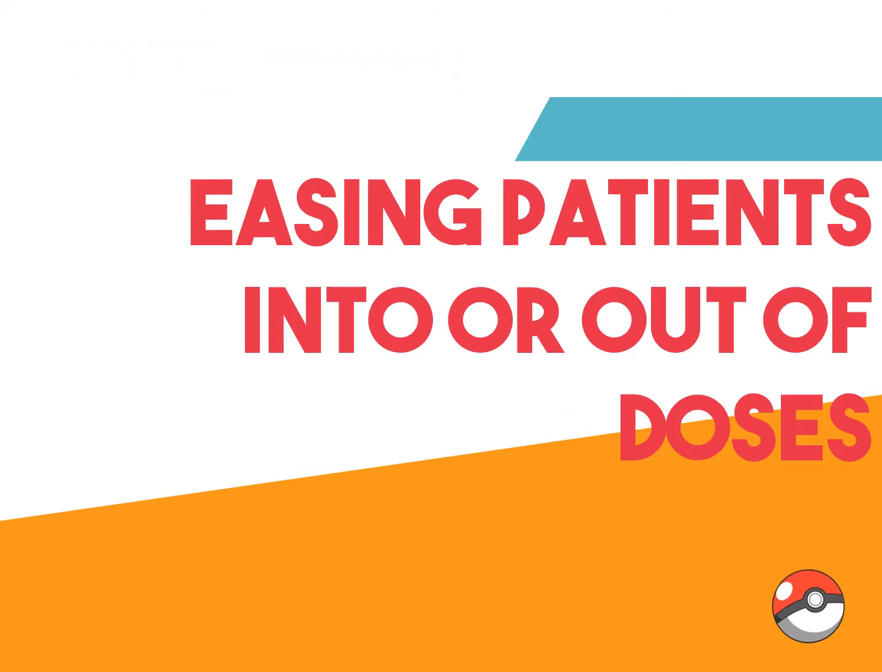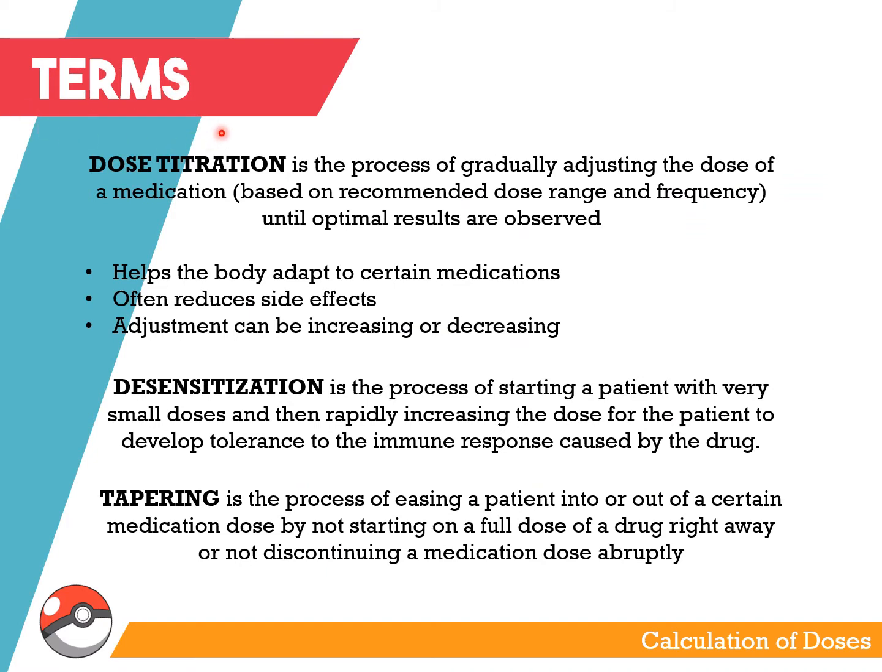Easing patients into or out of doses. So let's look at some terms. So first is dose titration. So it is the process of gradually adjusting the dose of a medication until optimal results are observed. So why is there a need to do that? So it may help the body adapt to certain medications, and it often reduces side effects, and the adjustment can be increasing or decreasing. Okay, so the keyword here is gradual.